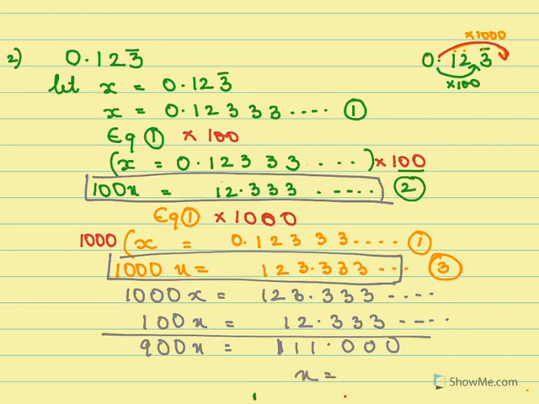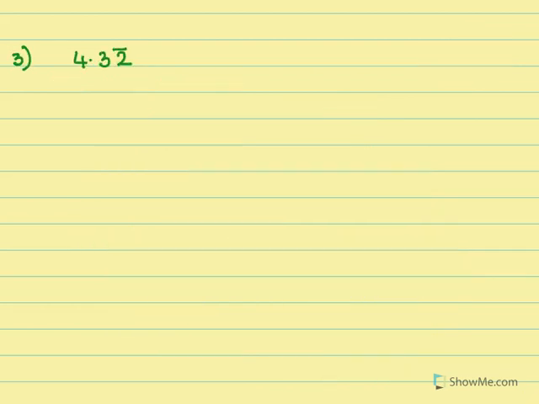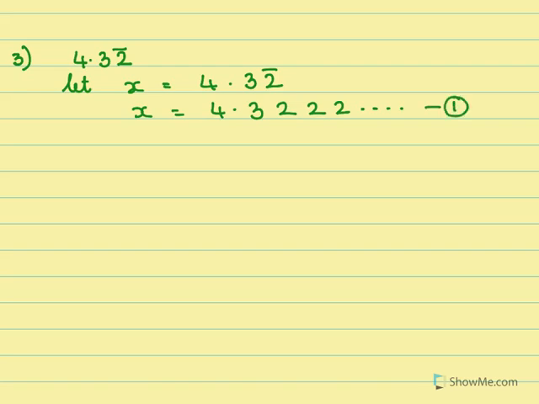So my x will be 111 over 900. You can reduce it if you want. Now 4.32 bar. Let x be equal to 4.32 bar, which means x equals 4.3222 endlessly. So this is equation 1.